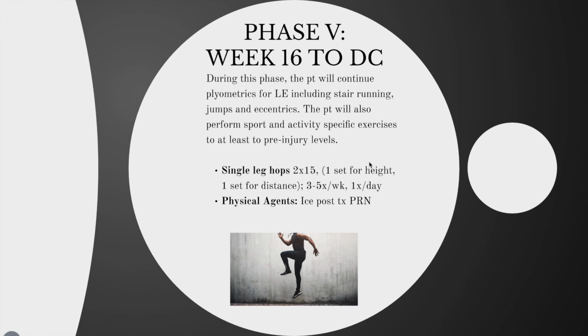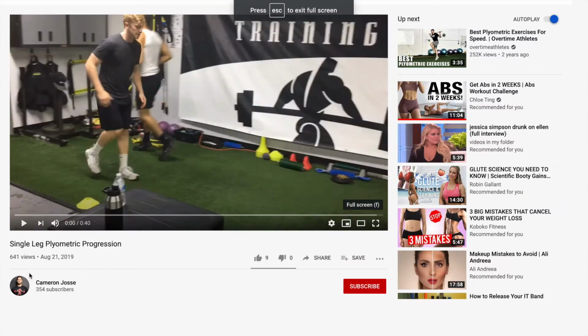So phase 5, week 16 to discharge. So during this phase, a patient continues plyometrics for their lower extremity, including stair running, jumps, and eccentrics. The patient will also perform sport and activity-specific exercises to at least pre-injury levels. Single leg hops are a good option to have, 2 sets of 15, 1 set for height and 1 set for distance. And again, 3 times a week, and using ice after therapy as needed.